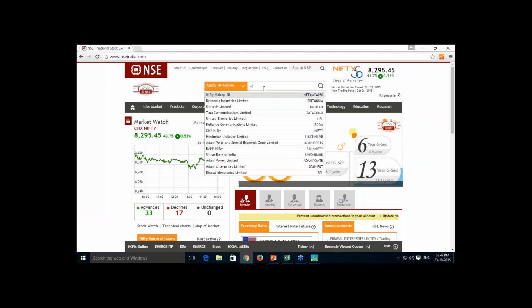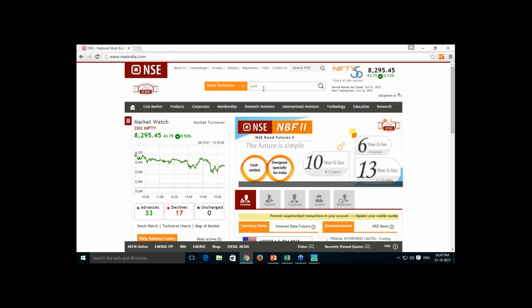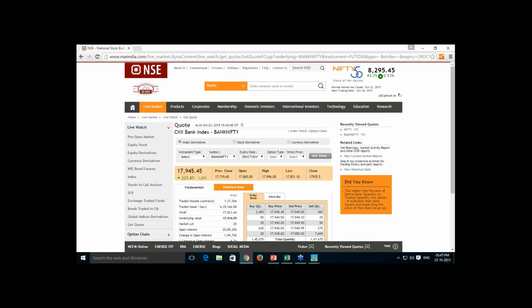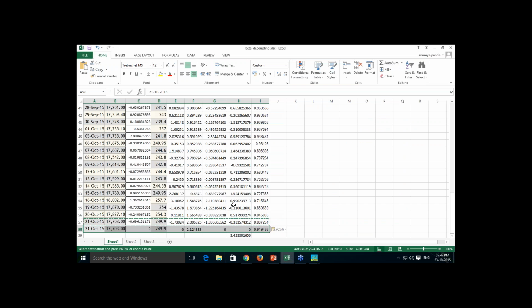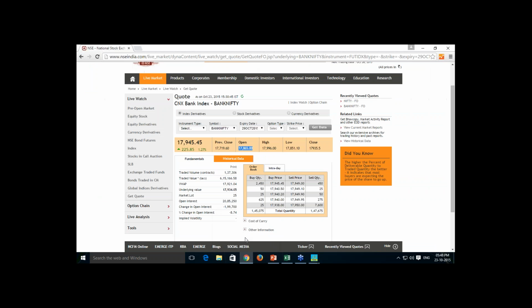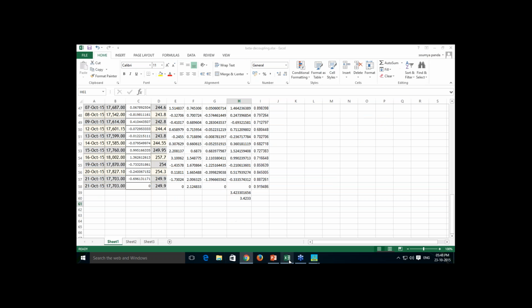So we have to take the value of Bank Nifty. Say Bank Nifty opened at 17,865 and went to 17,996. Say I am taking the opening price 17,865. Till the previous day my beta decoupling was 3.4233. If this beta decoupling increases, then only will I enter the trade. If it contracts, I will not enter the trade. So on an opening basis I am seeing 17,865 for the day.